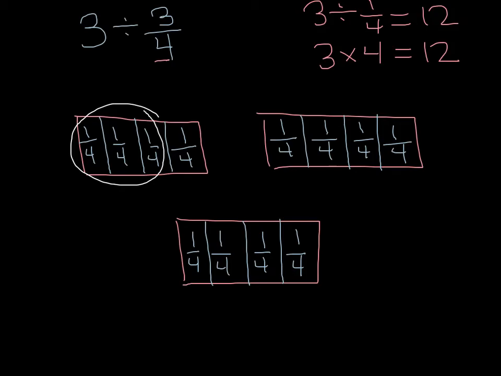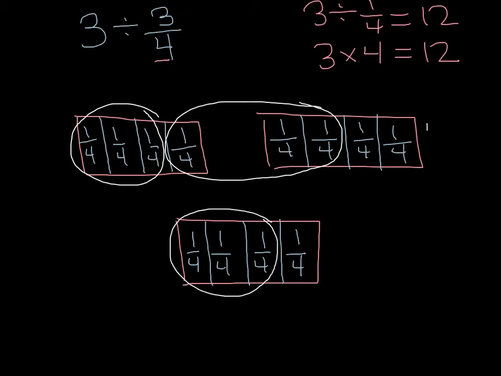I'm actually going to combine bars. So this one is 1, 2, 3. That's 3/4. Okay. This one's 3/4. And then this is 3/4. So it doesn't exactly matter how you group them together. You're going to get the same answer. There are 1, 2, 3, 4. So there are 4 groups of 3/4 inside 3.